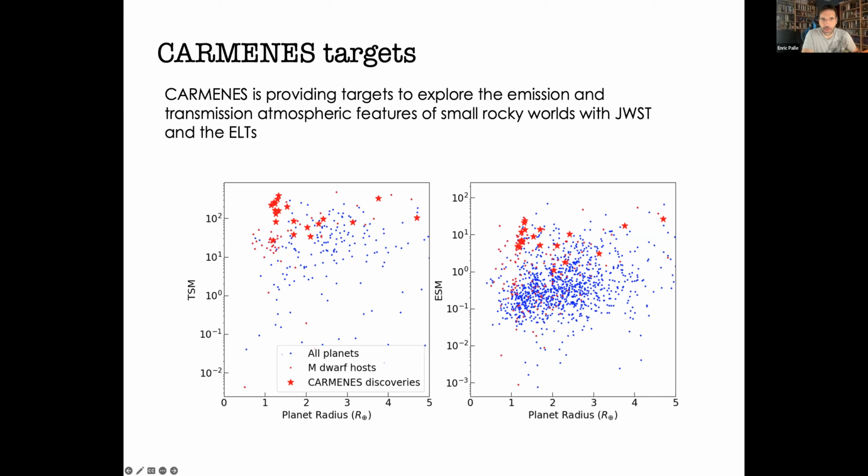In fact, the majority of our targets that we have detected on bright stars with CARMENES are already part of the GTO or are included in GO programs. And here you have a graphic of the transmission spectroscopy metrics and emission spectroscopy metrics of all small planets below 5 radii of the Earth. Blue ones are around other star types, red means around M dwarfs, and the stars are the planets that have been discovered by CARMENES. And what you can see is the sweet spot for CARMENES is the detection of planets with radius between 1 and 2 radii of the Earth.